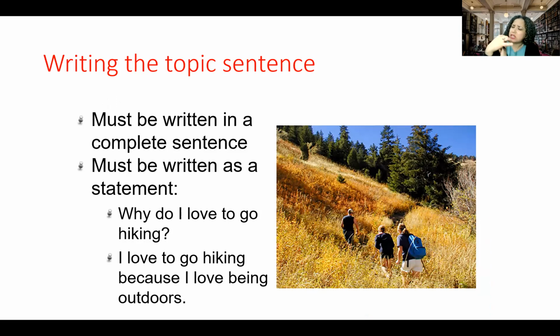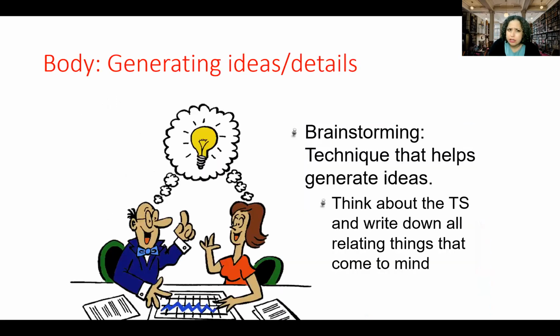So now that we have the ideas, we need to start writing the topic sentence. We generate ideas for the topic sentence and also for the supporting sentence. We could do a brainstorming. That's my work, okay? If you're doing a collective work or some teamwork, yeah, you can do that with a partner, but it's normally used by yourself. So you get brainstorming ideas. It helps generate the ideas. Think about the topic sentence and write down all relating things that come to mind.